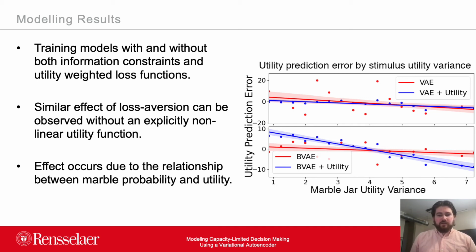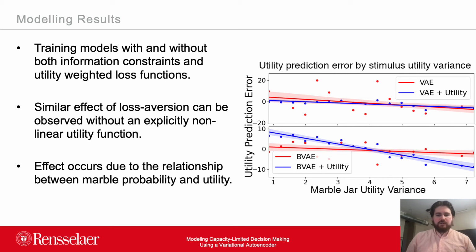The way that this was done was by training multiple models with different information constraints and utility weights on the marble jar selection task. Four models were trained with and without the utility-based training method and with and without the information bottleneck. Training without the information bottleneck results in a regular VAE, whose results are shown at the top of the figure. After this, we took a set of marble piles with the same utility but different variances and calculated the error in prediction of utility based on the variance of the jar.